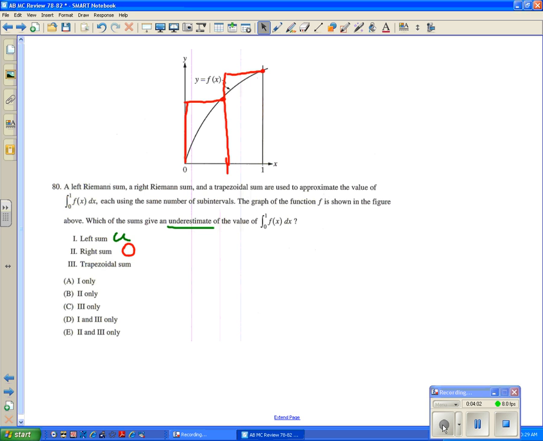Finally, with a trapezoidal, with an increasing function that is concave down, what would that look like? Well, think about that guy. If we drew in just 2 trapezoids, notice that, and I'm exaggerating a little bit, but clearly they would underestimate the area under the curve. They do better than either left or right, but we'd clearly have underestimates. So which gives us underestimates? It would be numbers 1 and 3. Letter D is our answer for number 80.